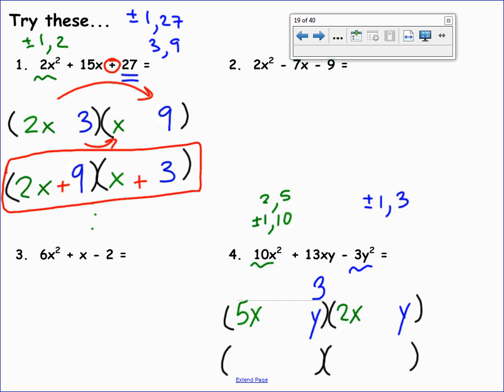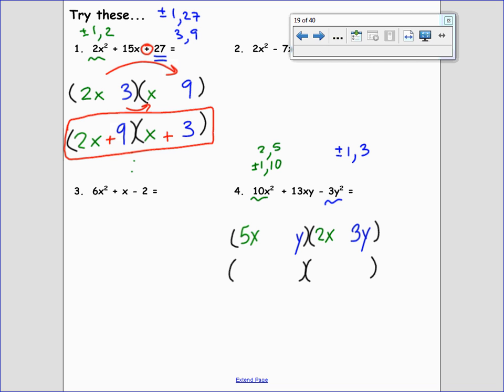Well, I could flip these around, right? Couldn't I do 5x and y in one binomial and then 2x and 3y in the other? Now let's consider my outer product. Now my outer product is 5x times 3y, is 15xy. My inner product is now y times 2x, is 2xy. Could I combine 15xy and 2xy through addition or subtraction to get my middle term? That is 13xy? Yeah, so long as they're opposite signs.